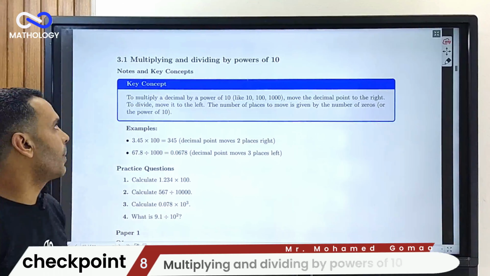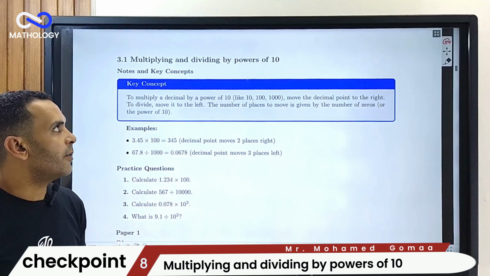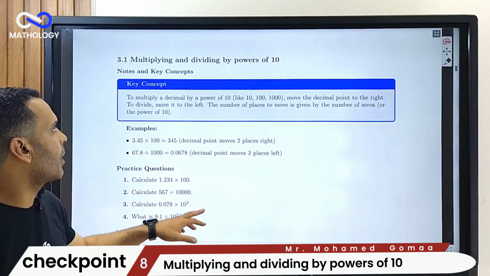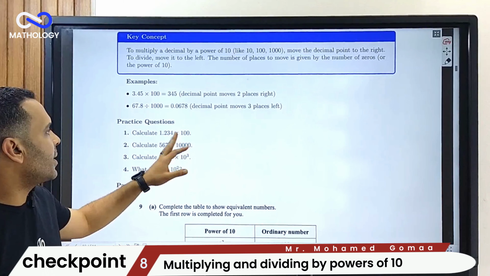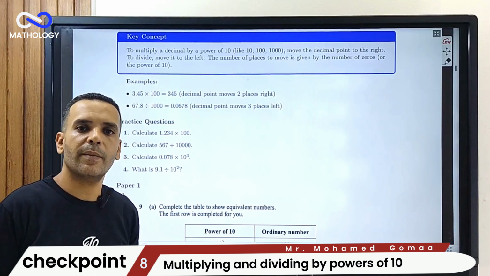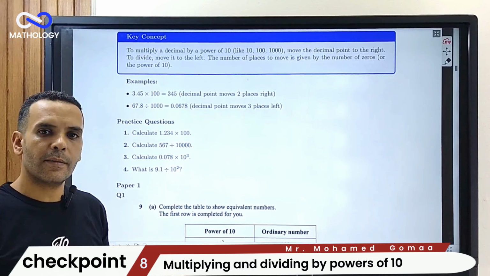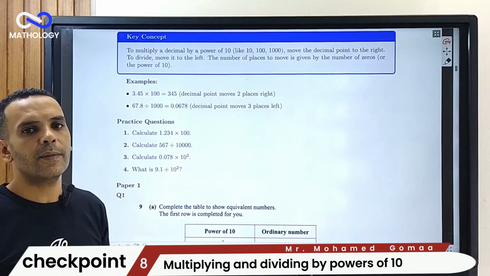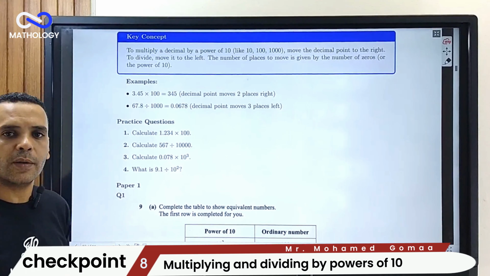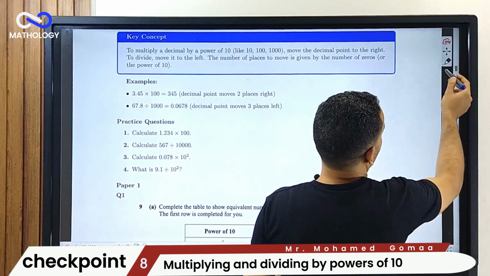Hello everyone. Our lesson today is about multiplying and dividing the powers of 10. It is about decimals: how to multiply a decimal by 10, 100 and 1000 and divide by 10, 100 and 1000, multiply by 0.1, 0.01, 0.001 and dividing by these values.